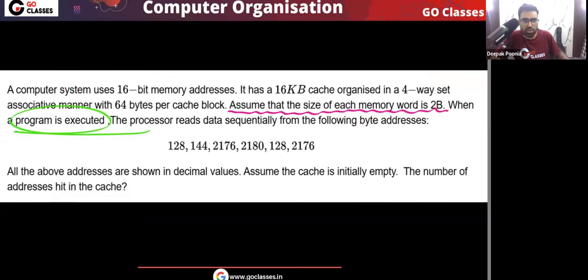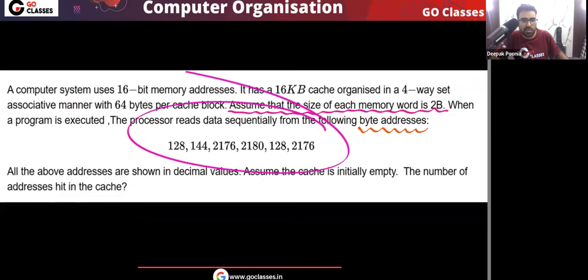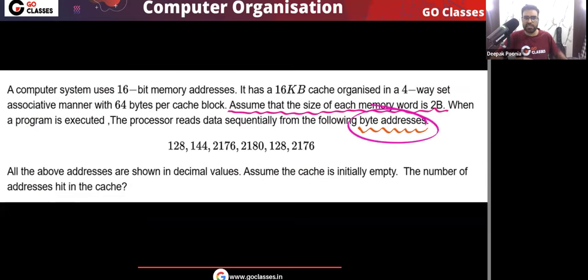When a program is executed, the processor reads data sequentially from the following byte addresses. All these addresses that are given to us are byte addresses. These are not block addresses. These are not block numbers. These are byte addresses, or I can say these are the main memory addresses, because our main memory is byte addressable, and this is written here that these are the byte addresses. It simply means that our main memory is byte addressable. At every address you will find a byte.